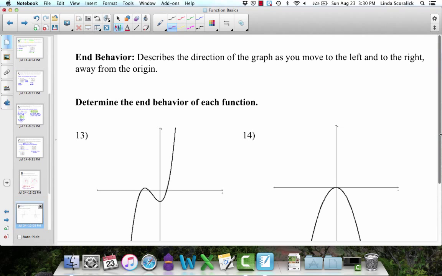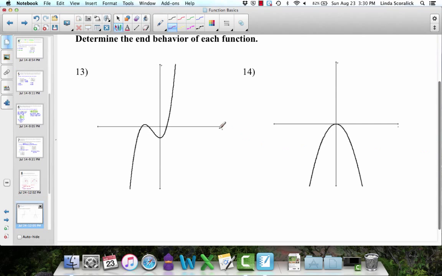So let's take a look at two examples. We want to determine the end behavior of each of these. If I look here, the graph is pointing down as we move away from the origin. And here in number 13, the graph is pointing up as we move away from the origin. We always list this in left-right order. So the end behavior here would be down and then up. So left, right, and it's down and up.